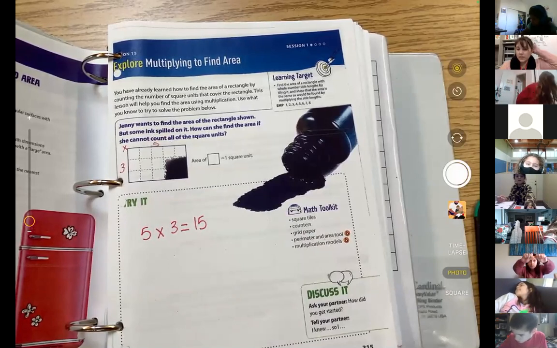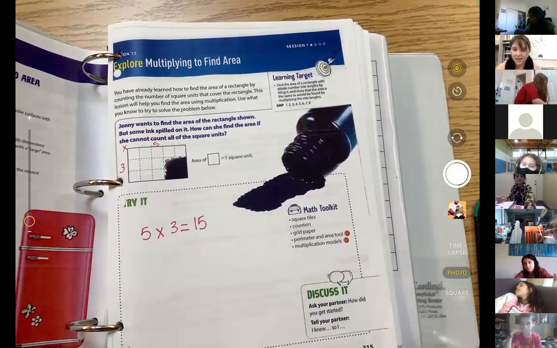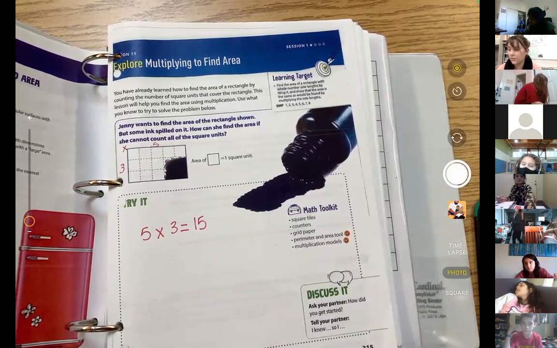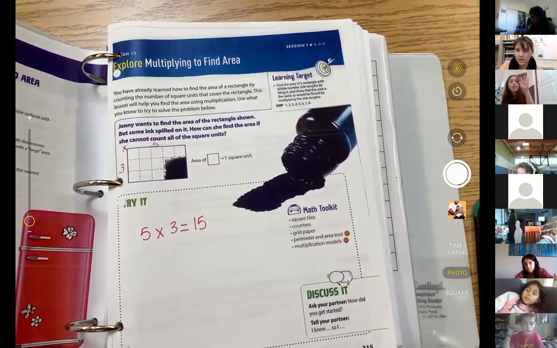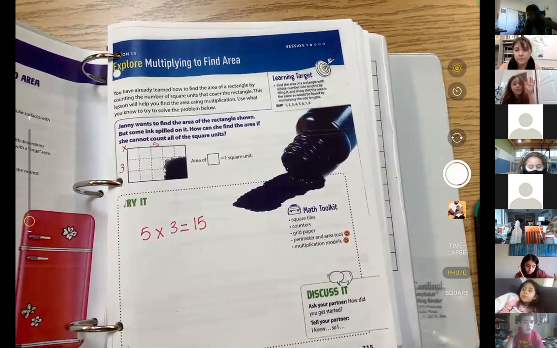Now, somebody in the chat told me something and they were very correct. Can I leave my answer like this? Is this right if I just put 15? Somebody tell me if they think it's right or not right. Sophia F., what do you think? It's not right because 15 of what? 15 square units. Perfect. Good job.